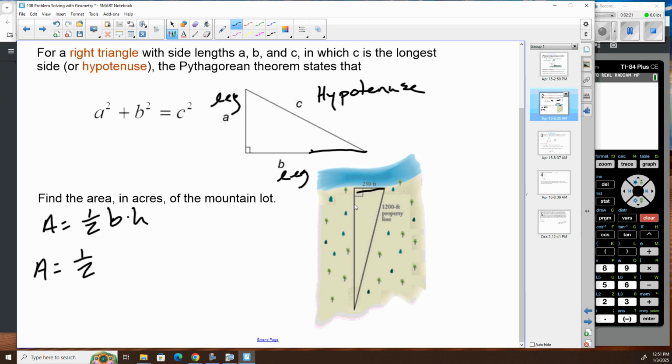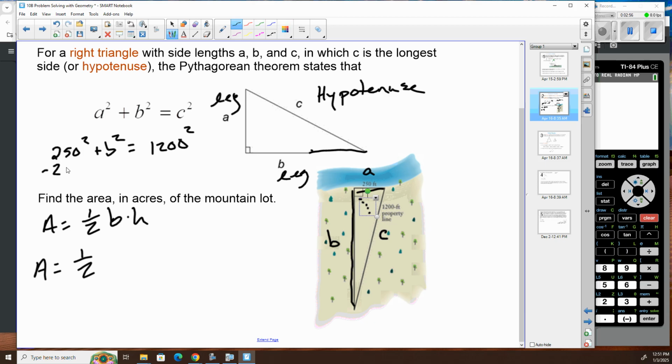So that 250 is, say, my base. My height would be this unknown third side right here. Since it's making a right triangle, the side across from the 90 is my hypotenuse, that's my c, and then I could say the 250 is my a, and the side I don't know is my b. So doing Pythagorean theorem to find out that length, I could say 250 squared plus b squared equals the third side squared, which is 1200 squared.